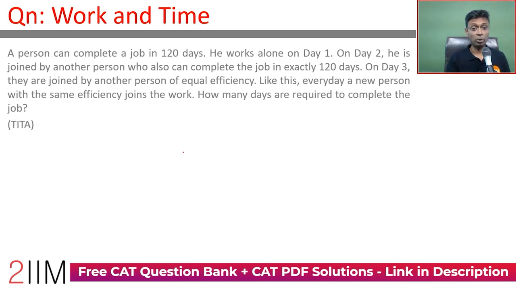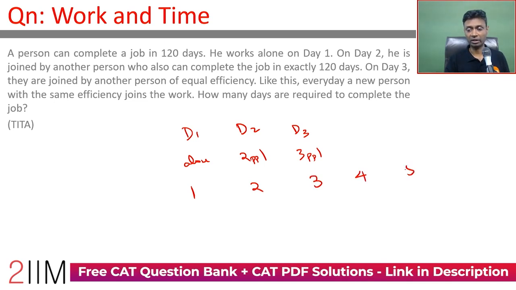A person can complete a job in 120 days. He works alone on day 1. On day 2, he is joined by another person, so 2 people, who can also complete the job in exactly 120 days. On day 3, he is joined by another person of equal efficiency, so 3 people. Like this, every day a new person with the same efficiency joins the work. We count man days of work. 1 man day gets done, 2 man days get done, 3 man days, 4 man days, 5 man days get done, and so on. So at the nth day, n man days will get done.